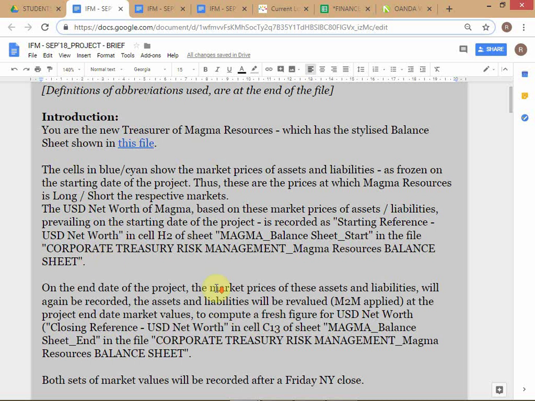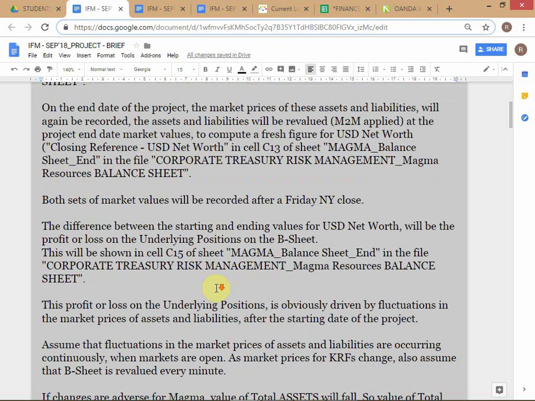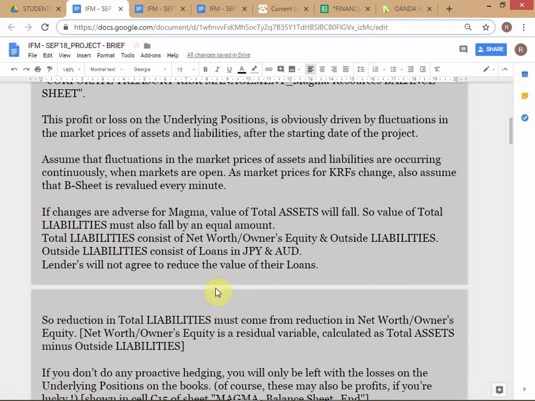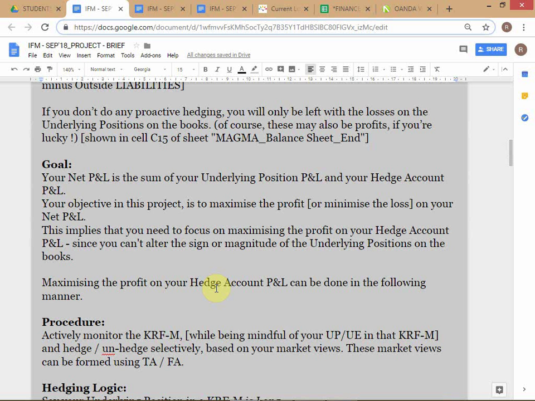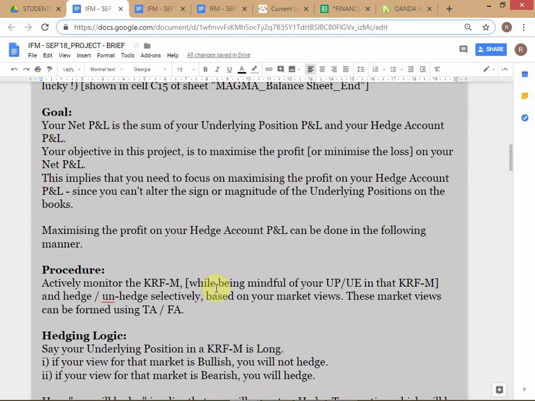So now you know what is going to happen and how it's going to be evaluated. All that is clear. I've already told you the goal. I will share this sheet into your folder so that you can read this for reference. But I've already told you what your goal is, and that's why you go short when your view is bearish and the UP is long.